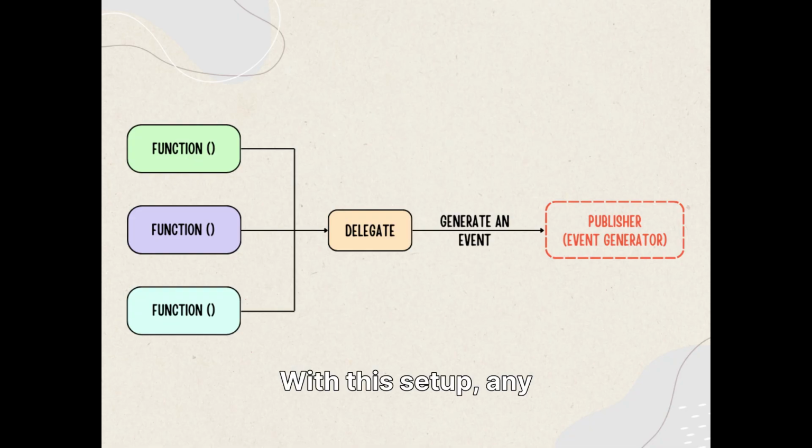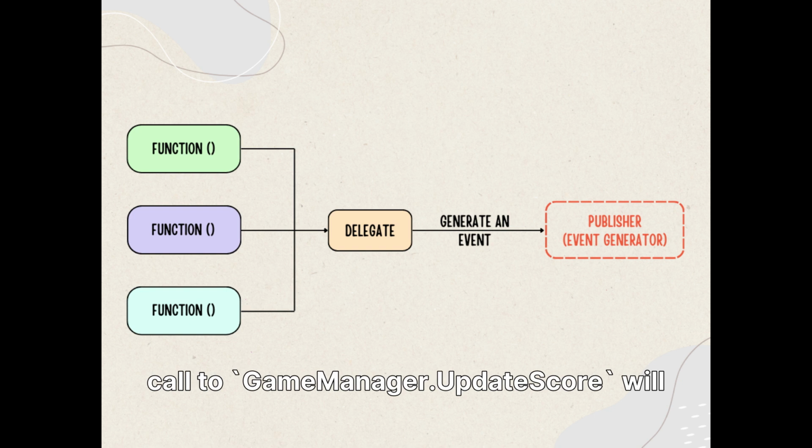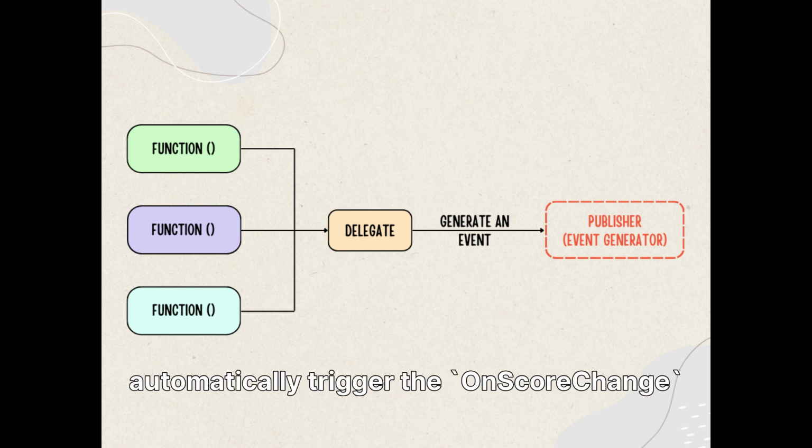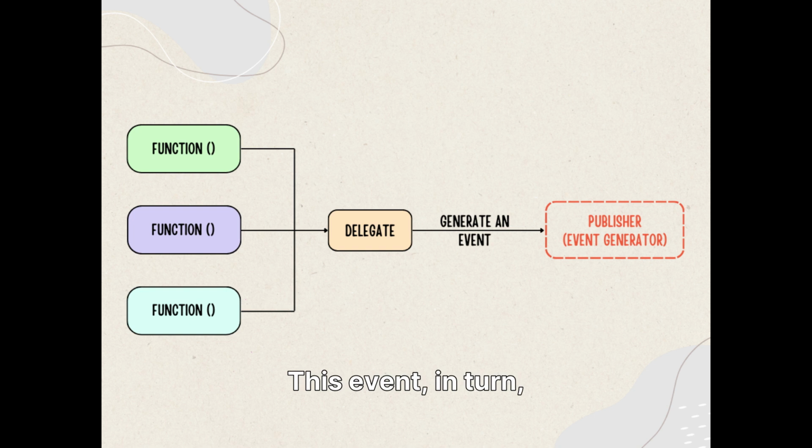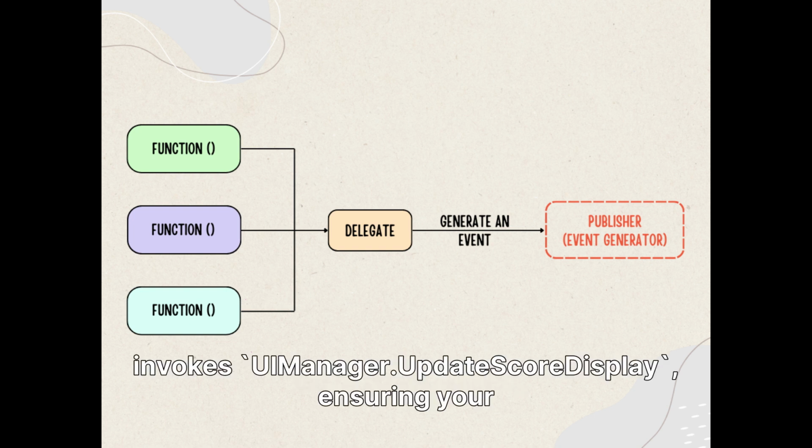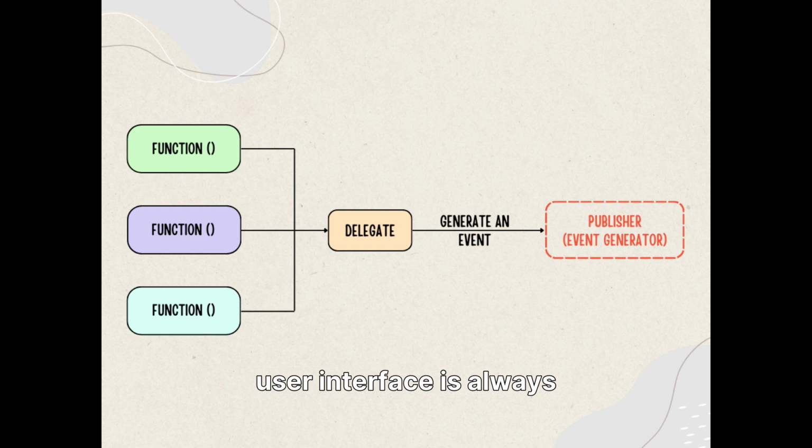With this setup, any call to GameManager.UpdateScore will automatically trigger the onScoreChange event. This event, in turn, invokes UIManager.UpdateScoreDisplay, ensuring your user interface is always perfectly synchronized with the game's current score without direct dependencies.